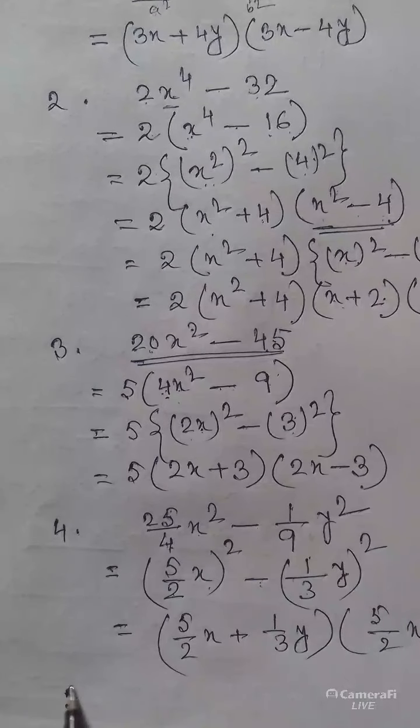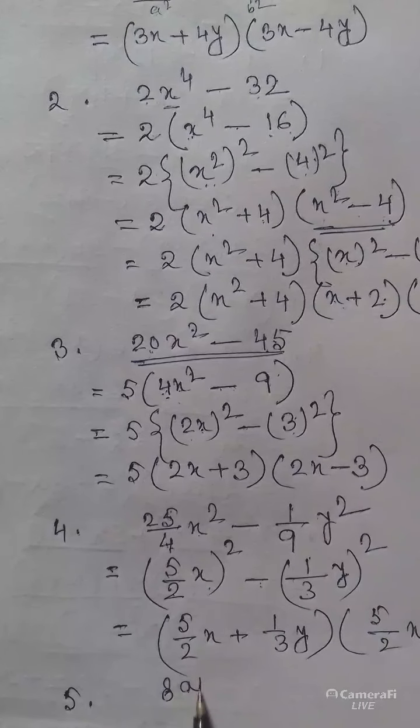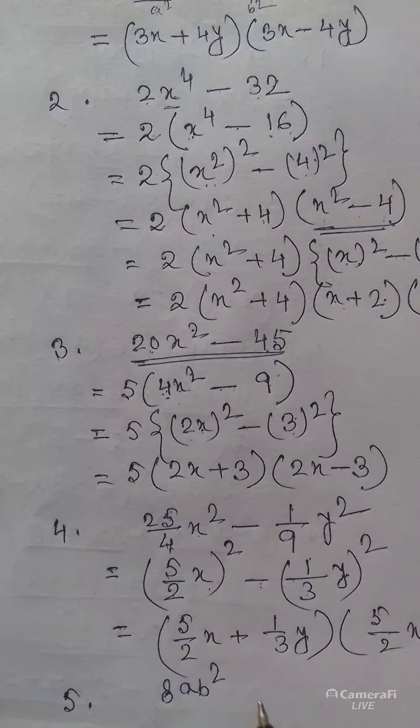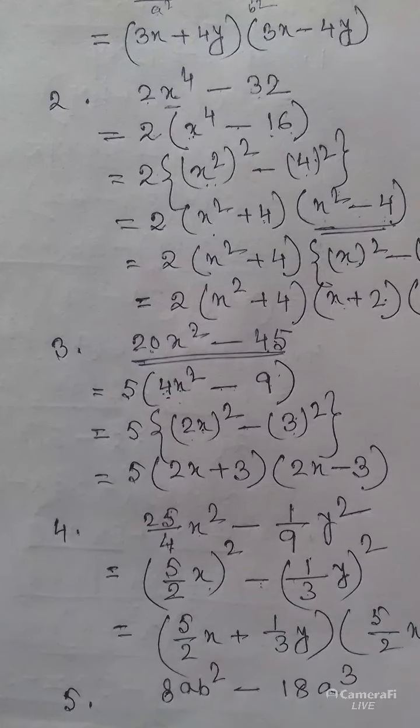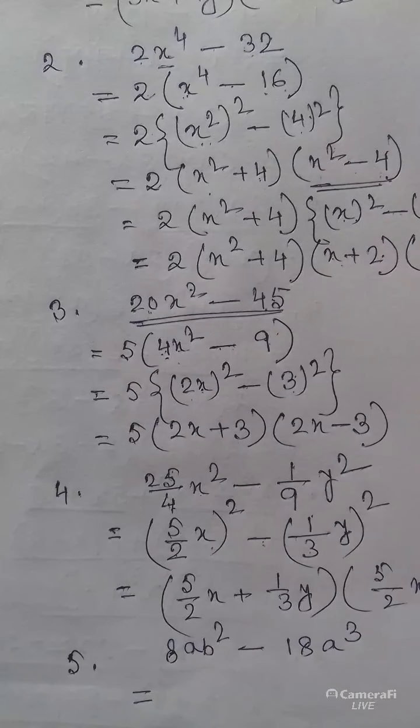Okay. Now next, 8ab square minus 18a cube. See, it is not in the form of a square minus b square. 8 is not the square of any number, a is also not a square, b square is the square of b, and 18 is not a square number, and a cube.